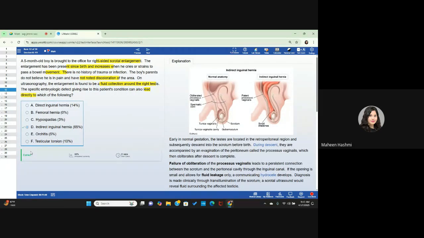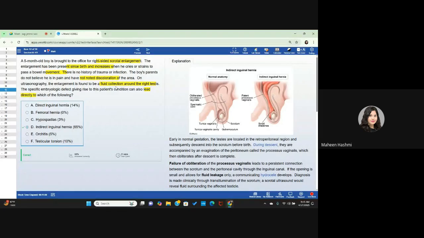Yeah, so it's a very easy question. We know what a hydrocele is. Whenever they say there's a fluid collection, referring to any sort of water presentation within the body, they're referring to hydrocele.